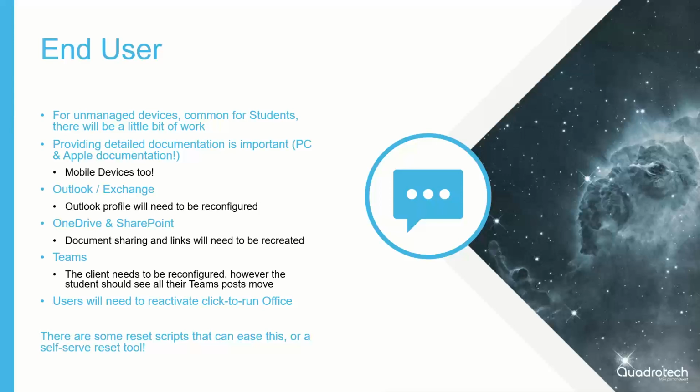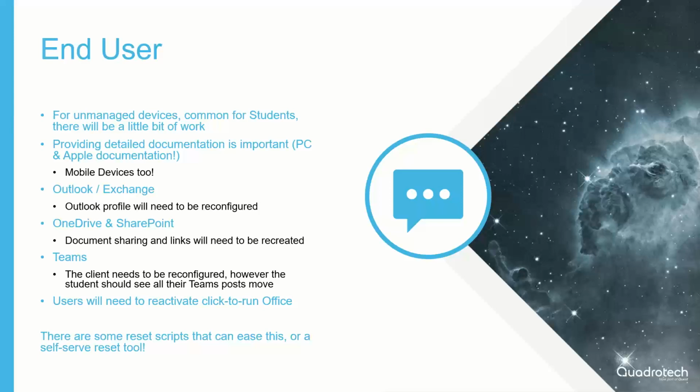The first thing that they may look at is email, for example, on their mobile device. That may be one of the first things that they look at. So the mobile device portion of it is very key. From an Outlook and Exchange standpoint, the Outlook profile is going to need to be reconfigured to point over to the target tenant instance, even if the email address is the same. You still need that reconfiguration to point over to your target instance.